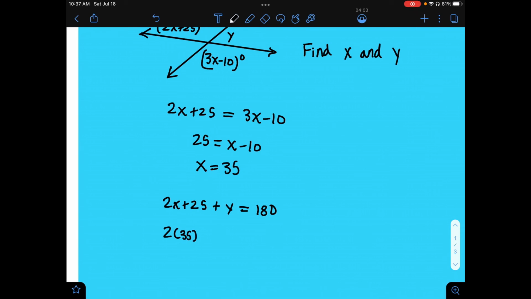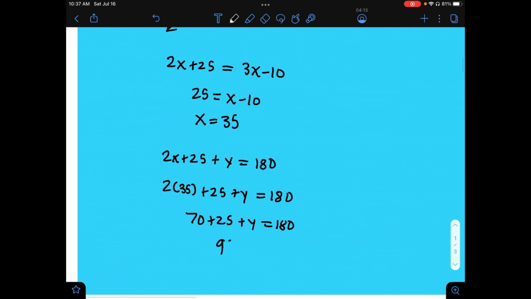We get 2 times 35 plus 25 plus y equals 180. So we get 70 plus 25 plus y equals 180, which then becomes 95 plus y equals 180. Subtract 95 from both sides to get y equals 85.